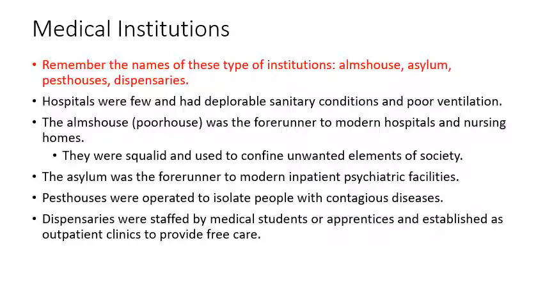They were squalid and used to confine unwanted elements of society. The asylum was the forerunner to modern inpatient psychiatric facilities. Pest houses were operated to isolate people with contagious diseases. Dispensaries were staffed by medical students or apprentices and established as outpatient clinics to provide free care.